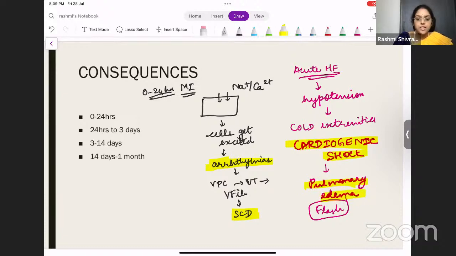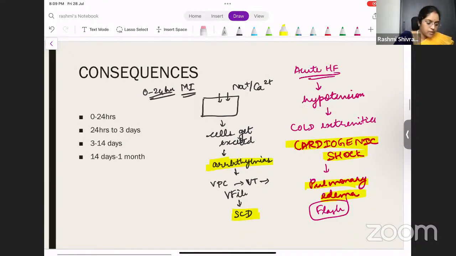So what happens in the first 24 hours? There can be arrhythmias, sudden cardiac death, cardiogenic shock, and flash pulmonary edema. We tell the patients that the patient is still critical. Though the patient may look all right, he may develop arrhythmias at any time. He can develop a second MI, sudden cardiac death, or cardiac arrest at any point of time. He may develop severe hypotension and cardiogenic shock, as well as flash pulmonary edema. Now you know the consequences that can happen within 24 hours.